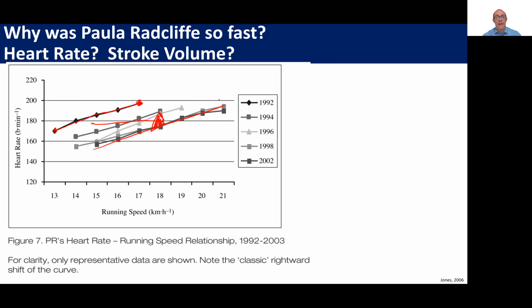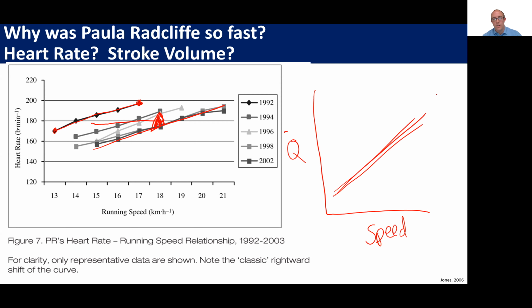If we looked at cardiac output, if we have speed here, and this is cardiac output, that would be 1992. This would be 2003. They'd all be right on top of each other. The cardiac output isn't going to change all that much, but how she gets that cardiac output, the heart rate, is by having a greater stroke volume. Remember, cardiac output is heart rate times stroke volume.